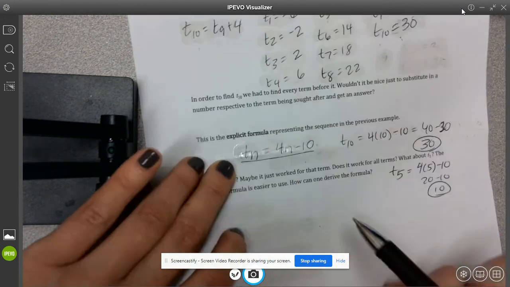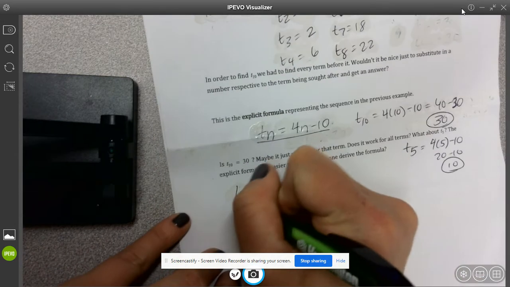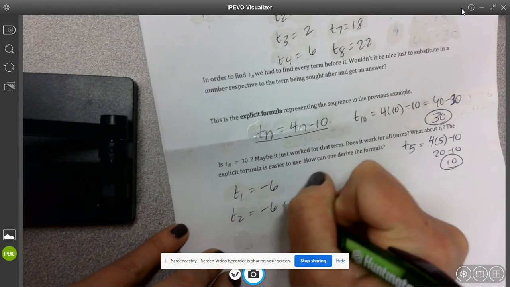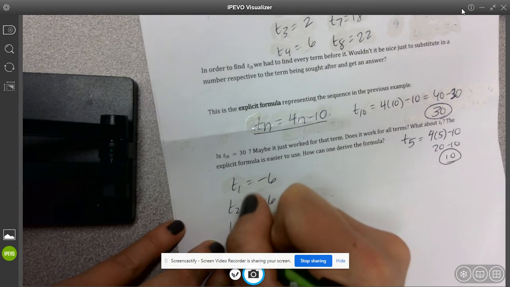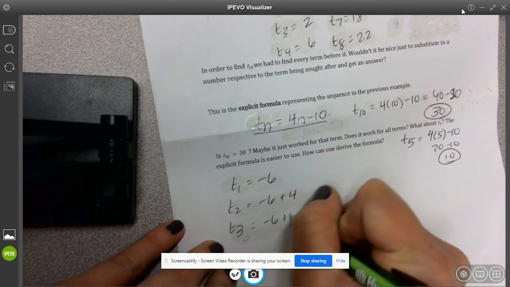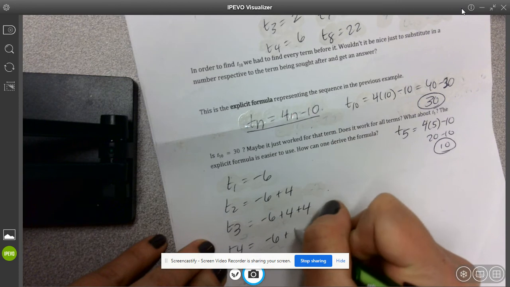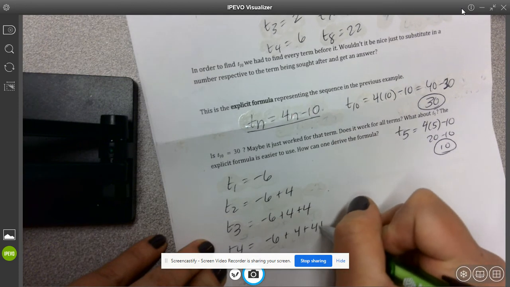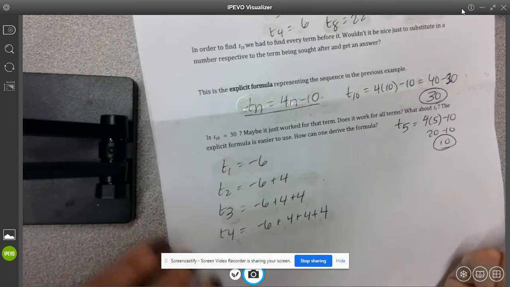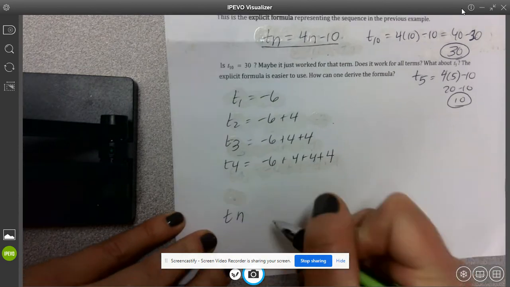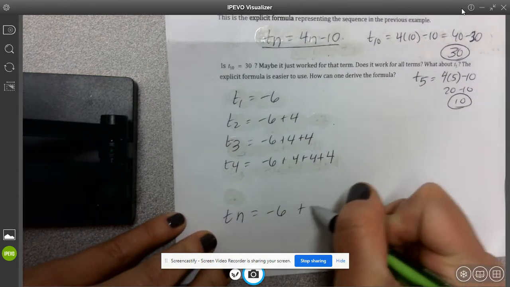How do we derive the formula? Well, when you simplify, you're no longer seeing the pattern. So the pattern before was -6. To find the next term, we took -6 and we added 4. To find the next term, we take that -6 plus 4 and we add another 4. To find the next term, we take the previous term, which is -6 plus 4 plus 4, plus another 4 now. So we notice a pattern. We're always going to start with -6 and we're going to always add 4.